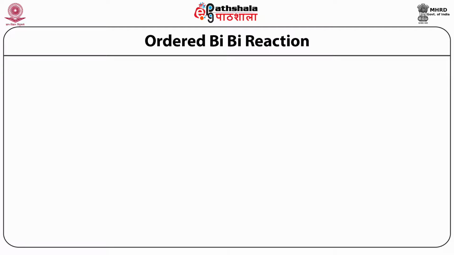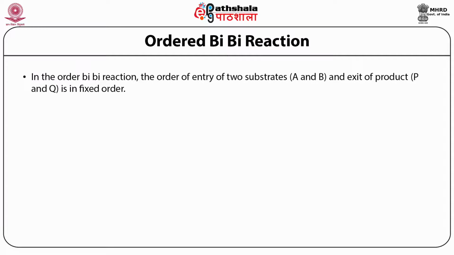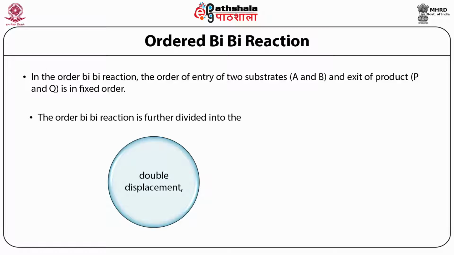After discussion of random bi-substrate reaction, where the order of entry of substrate and exit of the product is not fixed, let's discuss ordered bi-bi reaction, where the order of entry of two substrates and exit of the products are fixed. The ordered bi-substrate reaction is further divided into double displacement, where displacement of the substrate products takes place in 2 times, and entry of the substrate takes place in 2 times.